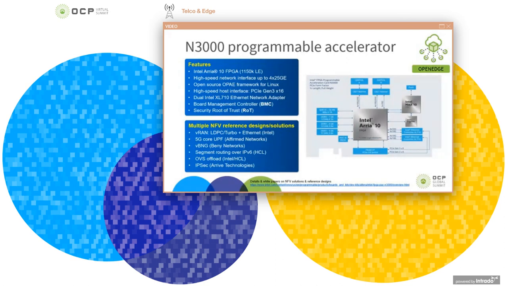A smaller MAX 10 FPGA on board implements BMC functionality, controlling boot and maintenance of the card. It also implements security root of trust, authenticating firmware and images uploaded into the card, and implementing additional security features like anti-rollback support. There are already multiple NFV reference designs and solutions, both from Intel and partners, including vRAN FEC acceleration for 5G and LTE with front-haul Ethernet support, 5G core UPF, vBNG, segment routing, Open vSwitch offload, and IPsec.